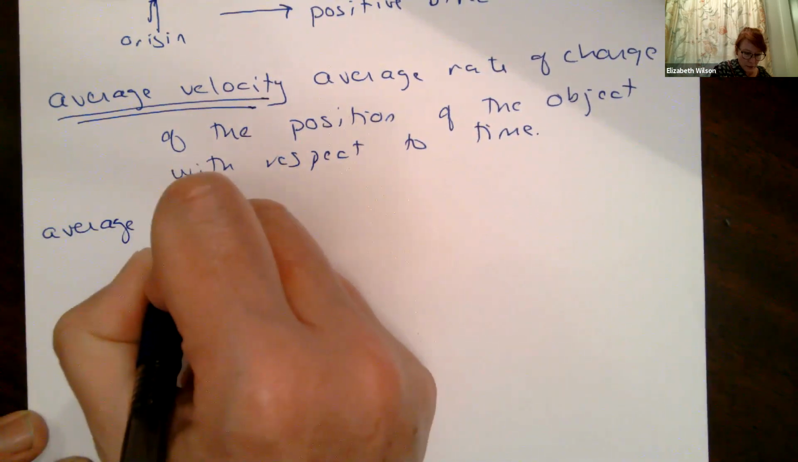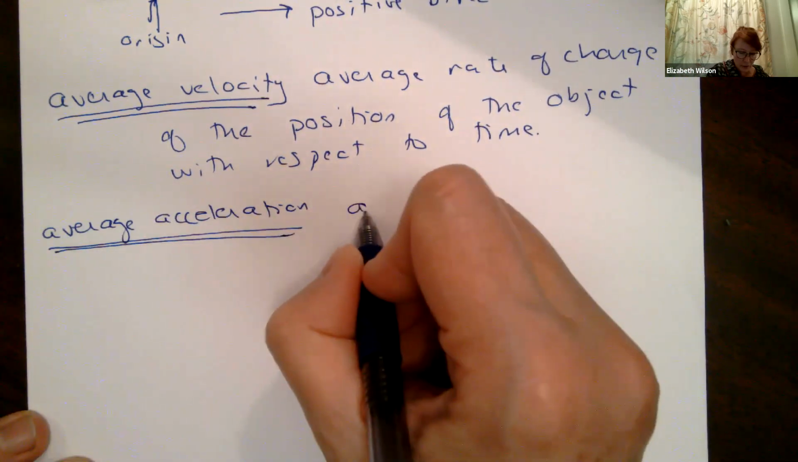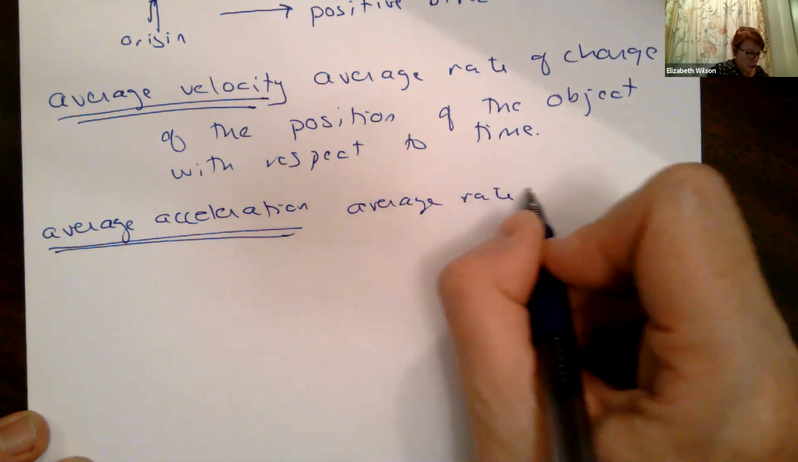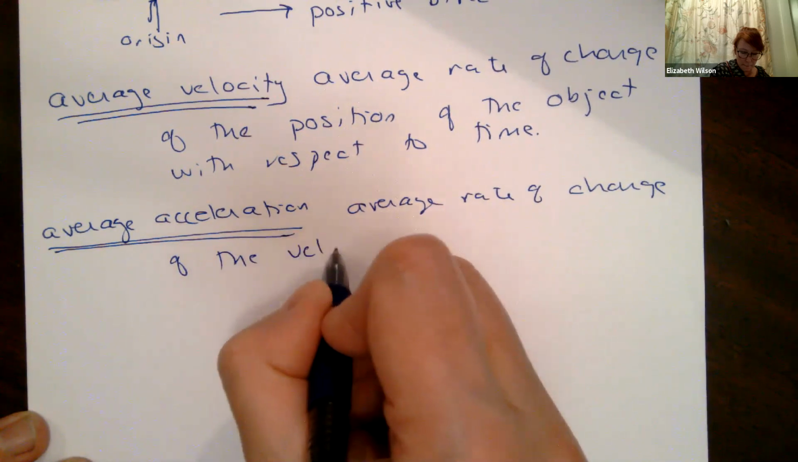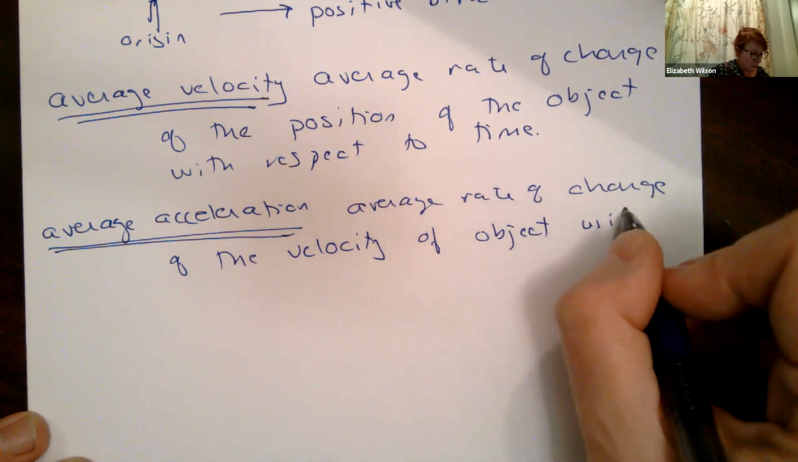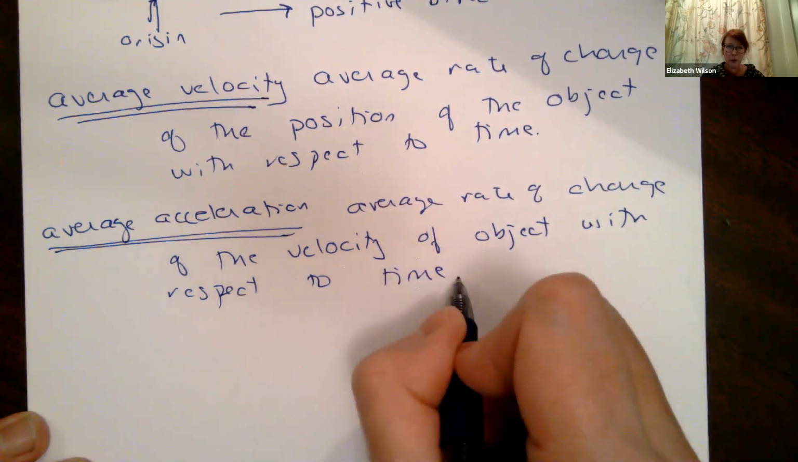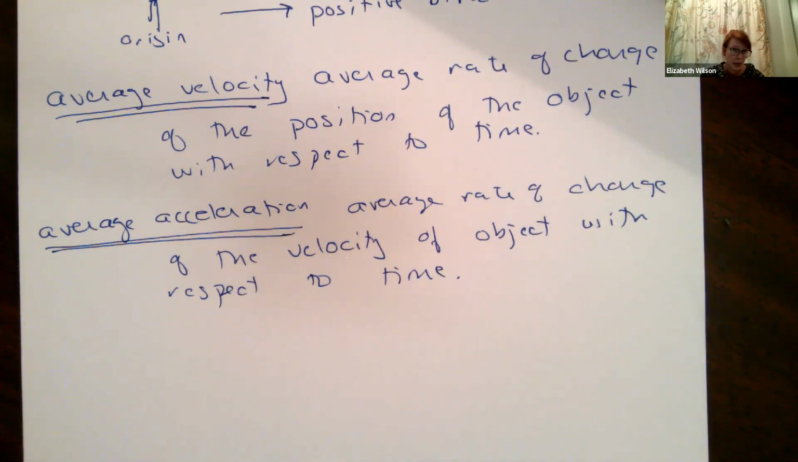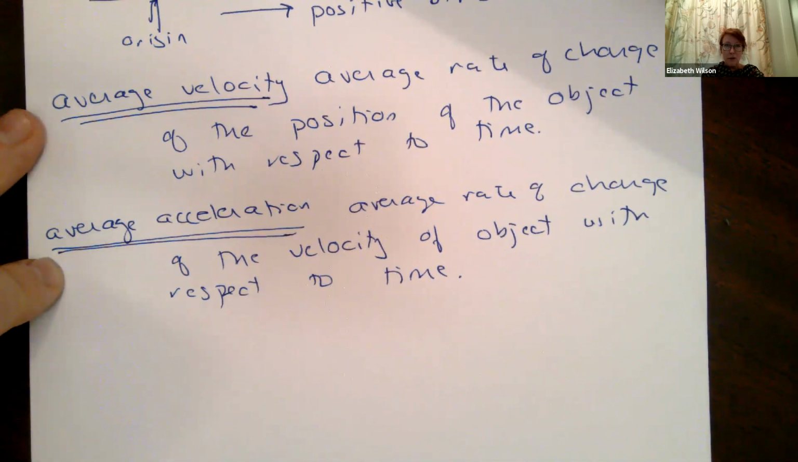Average acceleration. Okay, average acceleration is the average rate of change of the velocity of the object with respect to time. Remember your units again: meters per second squared is our unit for acceleration, right? So it's the change in velocity over the change in time, average acceleration. This is also a vector because it's based on velocity, which is a vector.